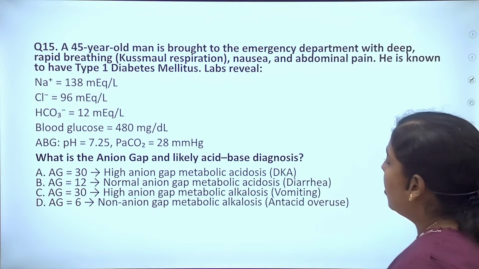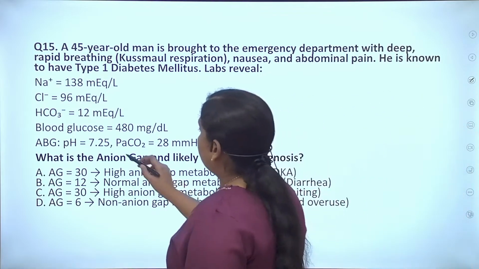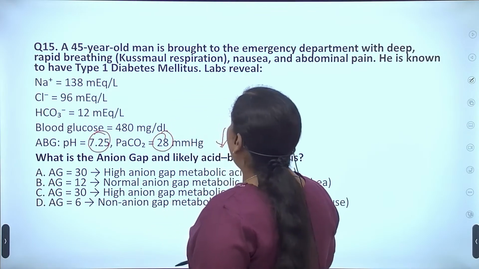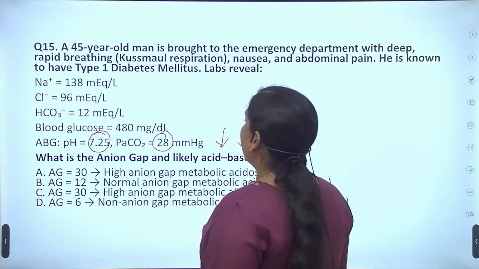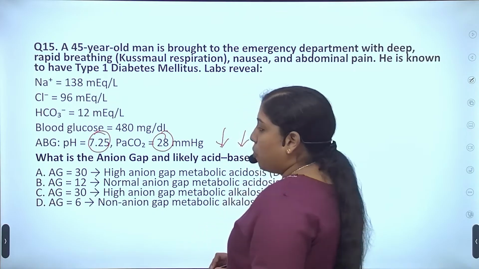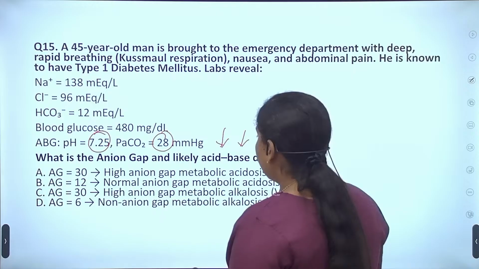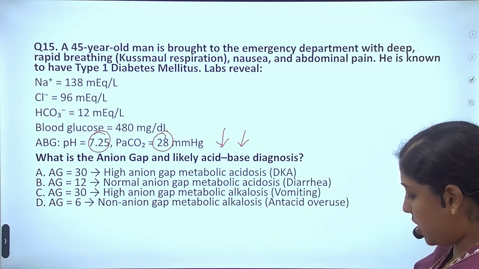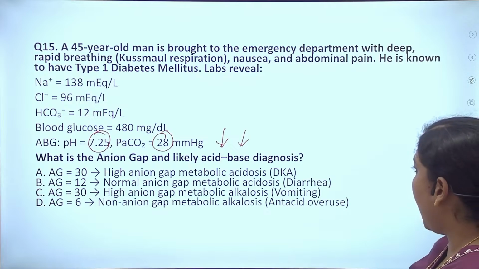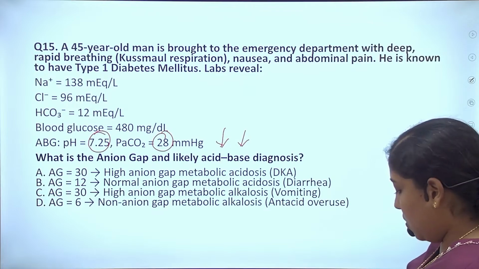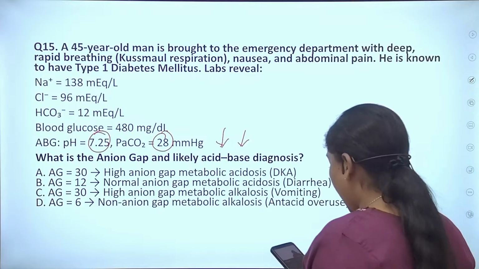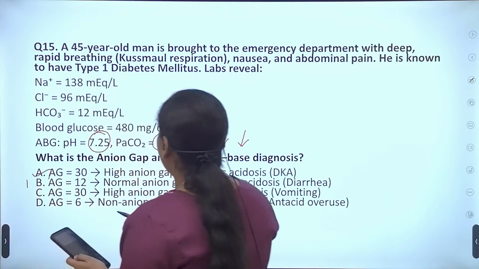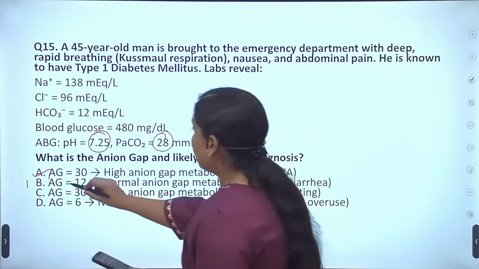Now tell me, the pH and PaCO2. pH is reducing and PaCO2 is also reducing. So same direction, it is a metabolic problem, it is metabolic acidosis, right? But you need to calculate the anion gap as well, right? Yes, the answer is A. Many people are answering correctly. Very good.